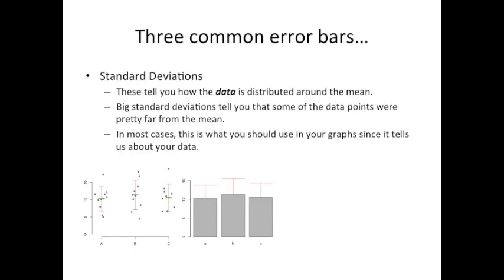There are 3 common types of error bars. The first type are standard deviations, which we just saw, and I'm sure you're all familiar with. These tell you how the data are distributed around the mean. Big standard deviations tell you that some of the data points were pretty far from the mean. In most cases, you want to use standard deviations in your graphs since it tells us about your data, the data points that you collected yourself.